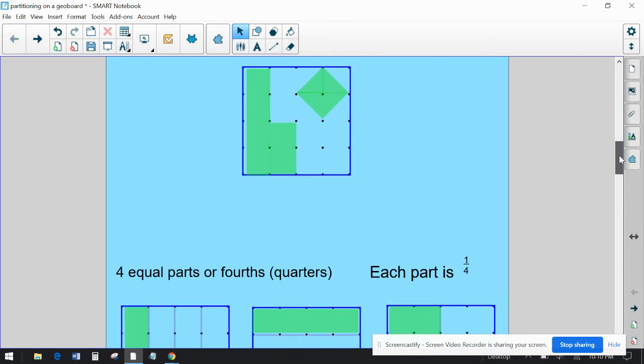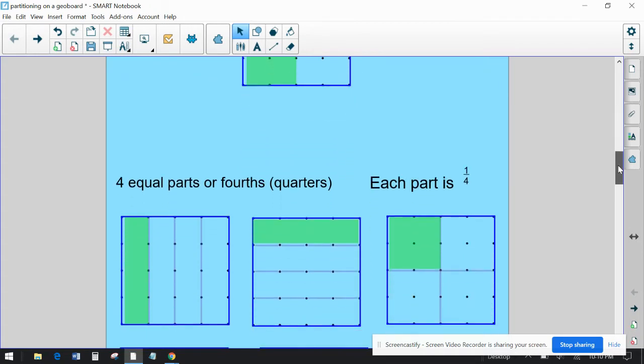So that brings us to fourths or quarters. You can divide a geoboard up into 4 equal parts, 1, 2, 3, 4 columns, or 1, 2, 3, 4 rows. Each chunk is the unit fraction 1/4, and they are all on a geoboard 4 square units, 1, 2, 3, 4. This fourth is 1, 2, 3, 4. They have to be equal square units in order to be considered fourths.